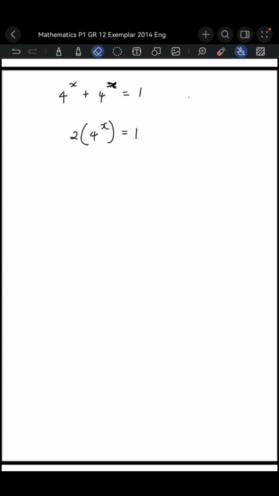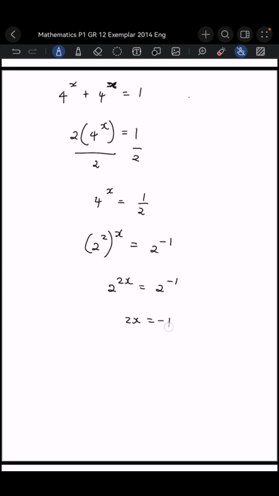Okay. And then we divide both sides by 2. We have 4 raised to the power of x is equal to 1 over 2. We have 2 raised to the power of 2 multiplied by x is equal to 1 over 2, which is equal to 2 to the negative 1. Therefore, 2x is equal to negative 1. Therefore, x is equal to negative 1 over 2.